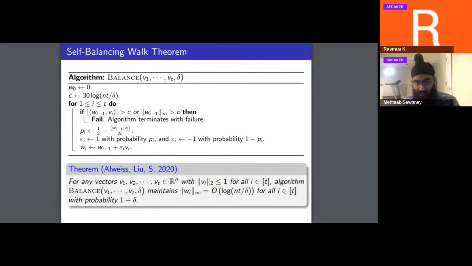And basically, our main theorem is that this algorithm works. So in particular, if you stare at the algorithm, it's immediate that it will always have discrepancy at most log(nt/delta). In particular, we enforce it in this if loop. So the only question is, does this algorithm actually output anything? And with probability 1 minus delta, it outputs. So it'll give you a valid signing with probability 1 minus delta.